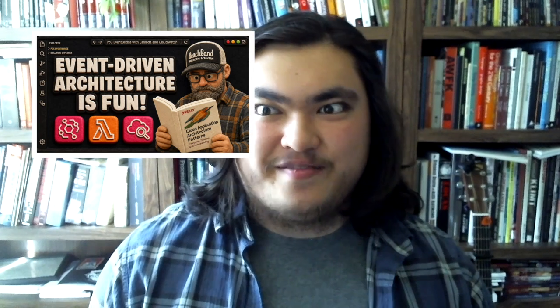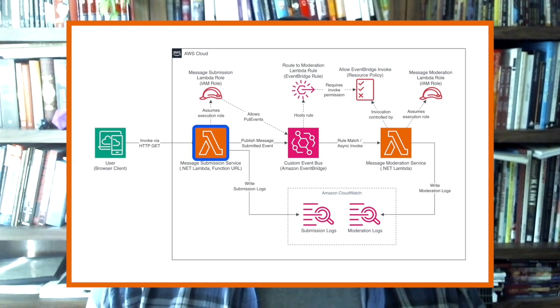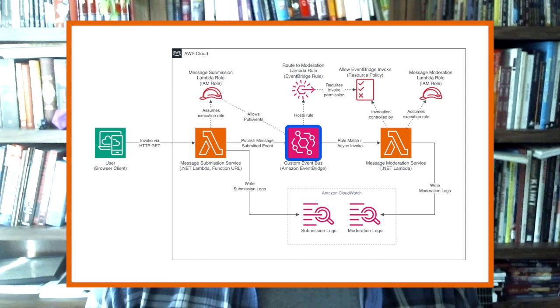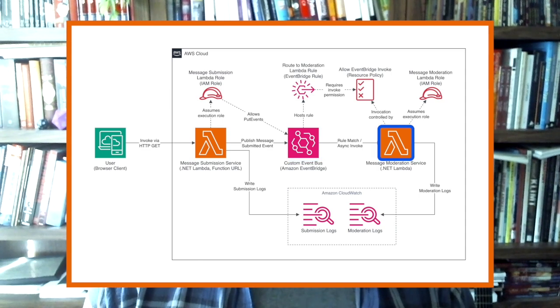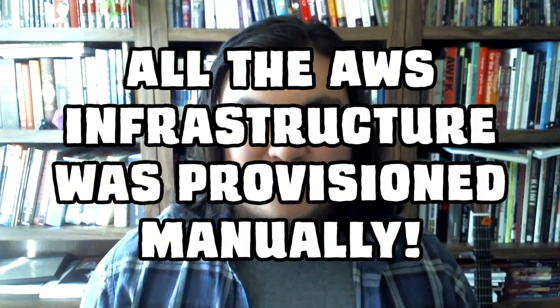Alright, on the last video on this channel, an architecture demo was built using AWS Lambda, EventBridge, and CloudWatch. Check that video out if you haven't seen it. The application accepts messages through a Lambda function URL, routes them asynchronously through EventBridge, and then processes them with a moderation Lambda function. But in the original walkthrough, all of the AWS infrastructure was done manually.